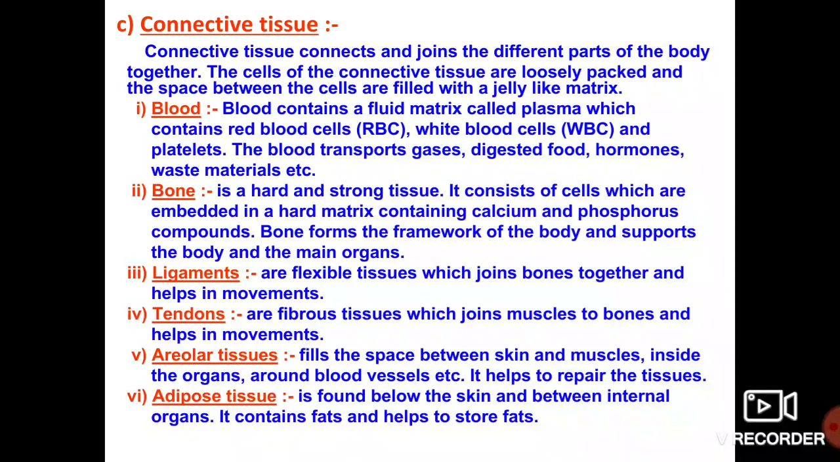Apart from all these things, in the bone there is bone marrow present. This bone marrow plays a major role in the production of red blood cells.